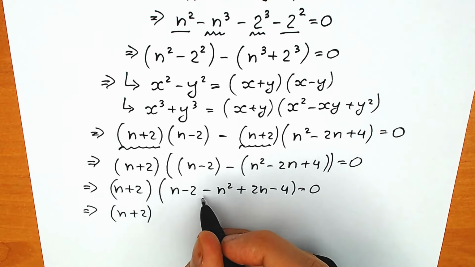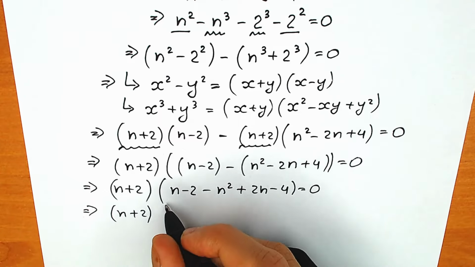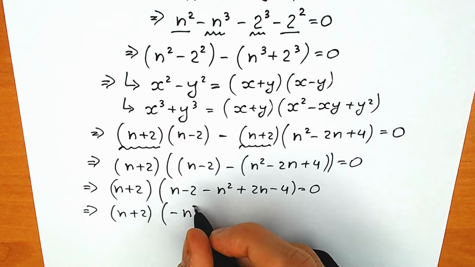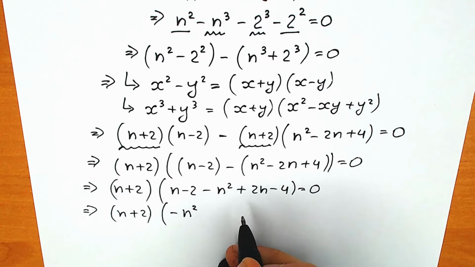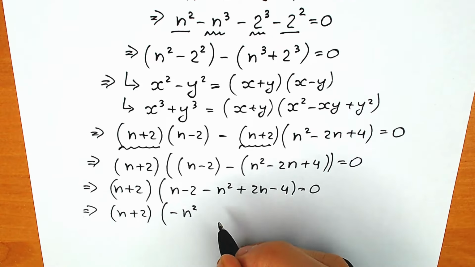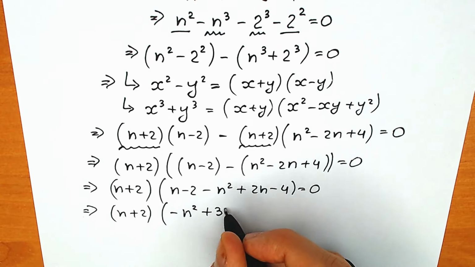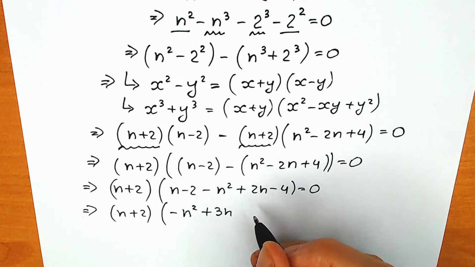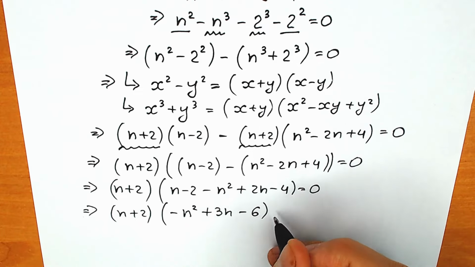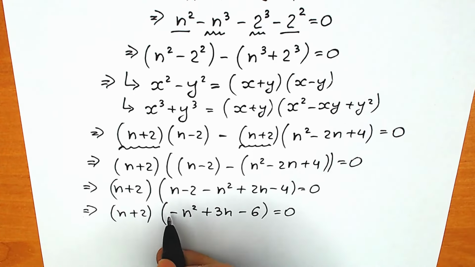So first of all, we can write minus n squared on the first position. Then I think what we get, n plus 2n plus 3n, so plus 3n, and minus 2 minus 4 equal to minus 6. And you know, a lot of students get confused because of this minus right here.